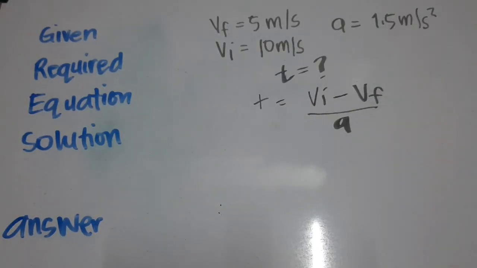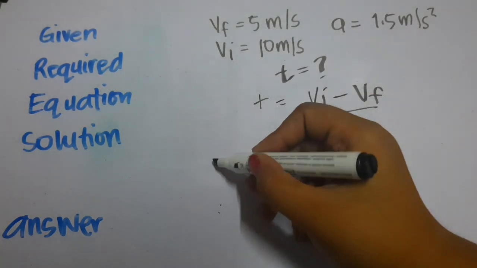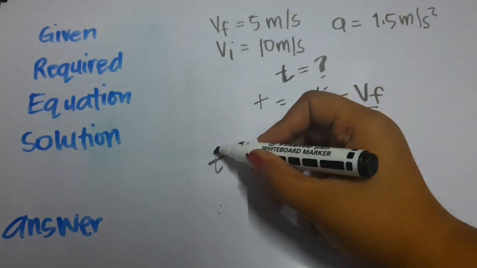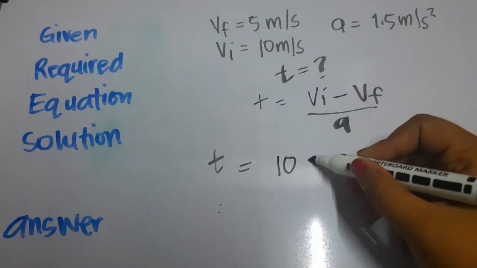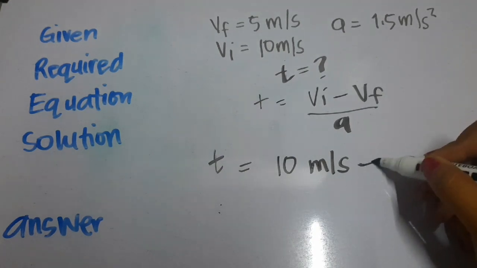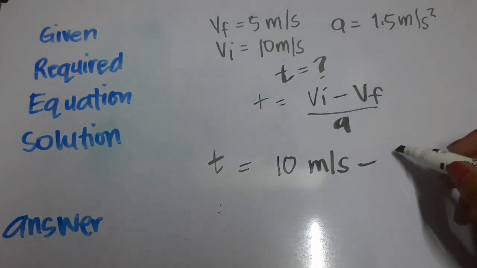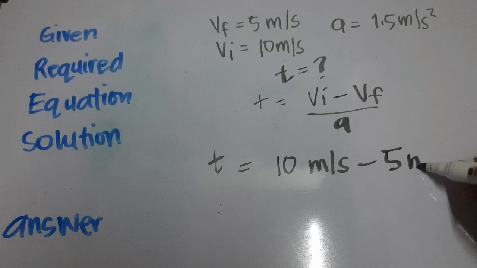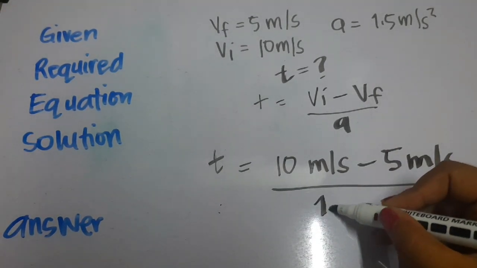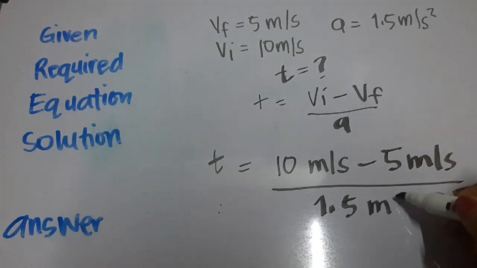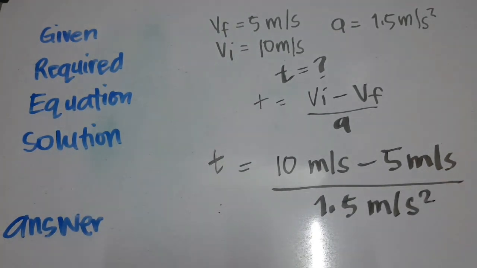So now we already have the formula for the time. We will just transpose all the values in this formula. So t is equal to the initial velocity, which is 10 meters per second, minus the final velocity, 5 meters per second, and the acceleration is 1.5 meters per second squared.